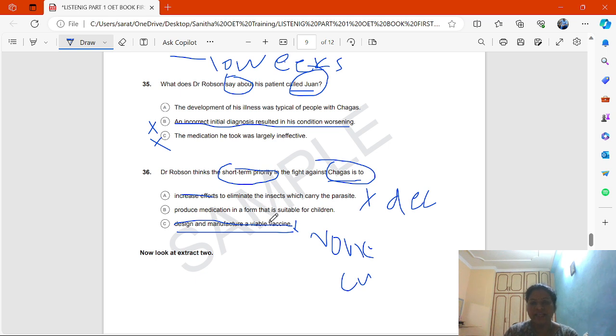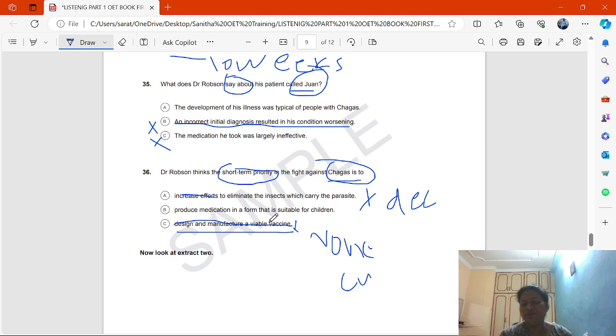Then he said produce medication in a form that is suitable for children. Here, another idea is to develop the existing drugs in tablets of different sizes. Okay, that should be done almost overnight. That means short-term priority, overnight. What's currently available is designed for adults, even though infants often have the disease. So that's the reason option B is the correct answer: produce medication in a form that is suitable for children.